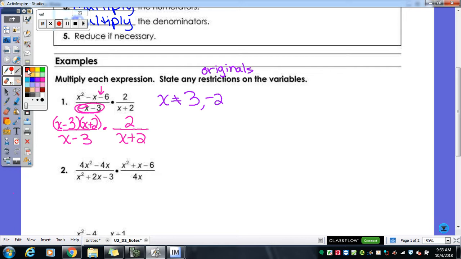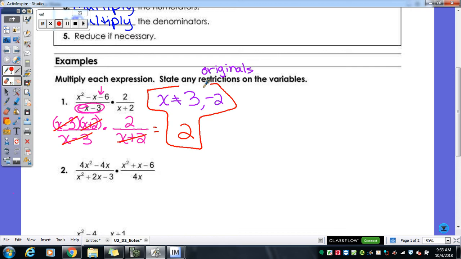So now our second step is we cancel out any of our like terms. So x minus 3 is going to cancel with x minus 3. 1 from the top with 1 from the bottom. What's the other stuff we can cancel? The x plus 2's. 1 from the top with 1 from the bottom. So what are we left with? 2. So our answer is 2. And we've already got our restriction there of x can't be 3 and it can't be a negative 2.